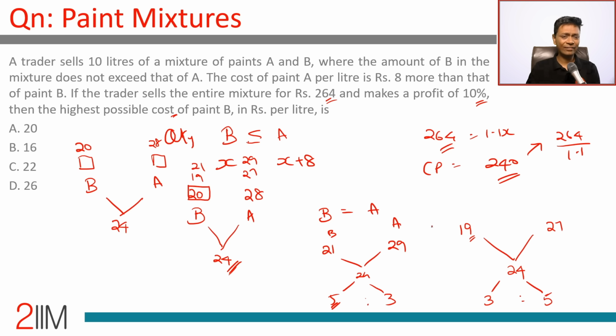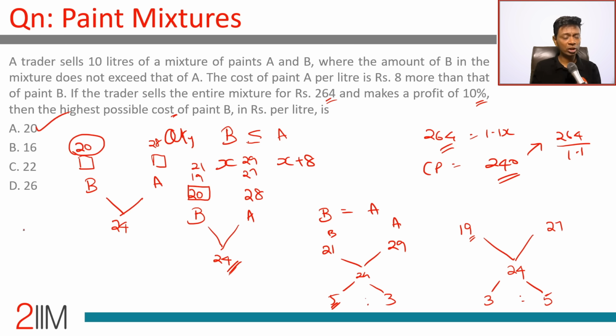So what we are effectively doing is putting in the condition where B is equal to A, and then saying we know that B has to be lesser. So the maximum price B could be is a scenario where B is equal. B is lesser and B is equal to A. That's probably our best case scenario. The highest possible cost of paint B in rupees per liter is 20.